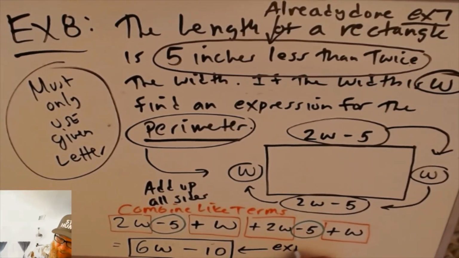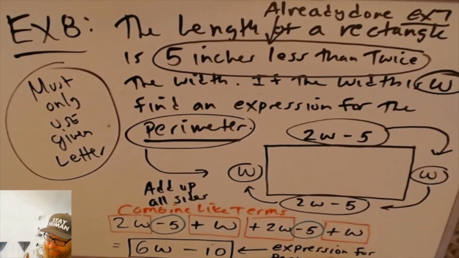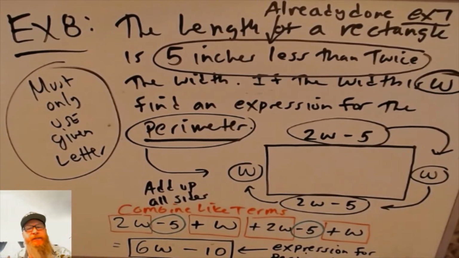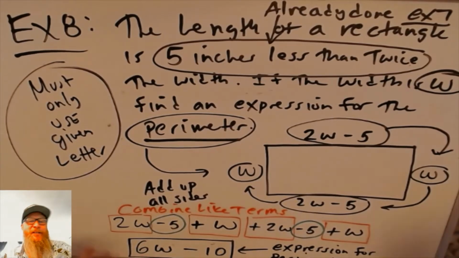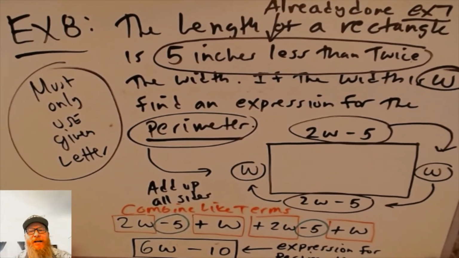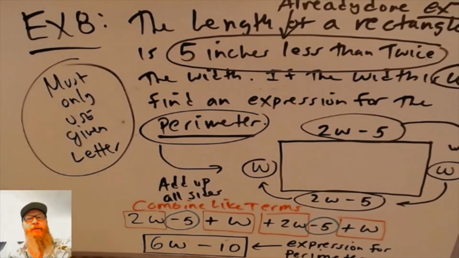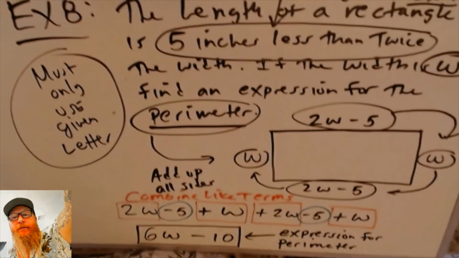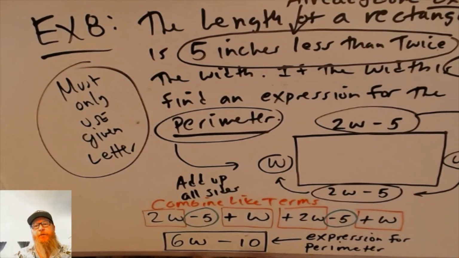So this is an expression for perimeter. It's not an equation. In fact, this equal sign is really not even there. I put the equal sign just to tell you I'm working the next step, but your final answer doesn't even have an equal sign. It's an expression. It just says 6W minus 10. Can you see that? Kind of hard to see, isn't it? There we go. That's your expression for the perimeter.